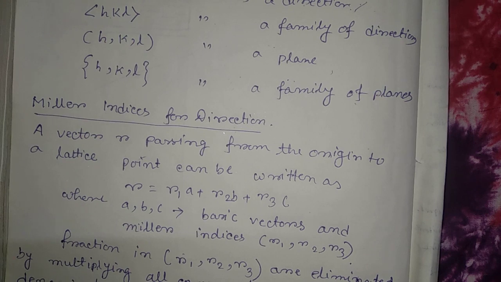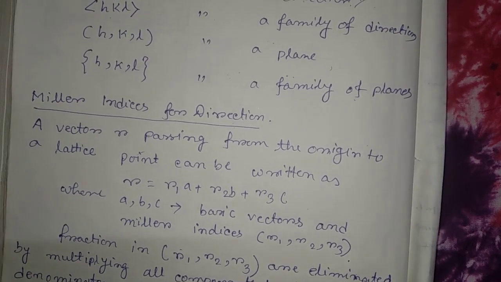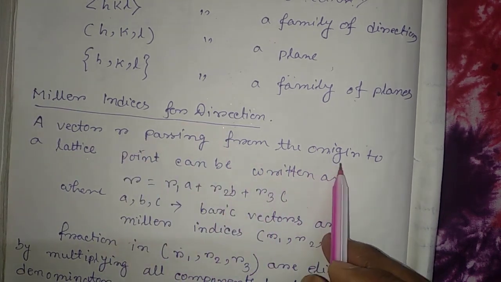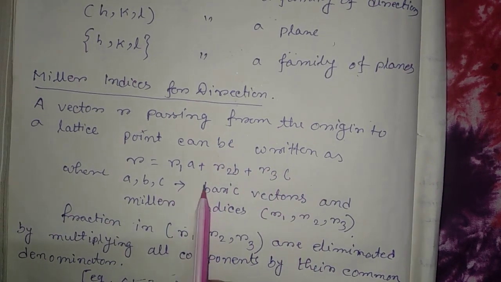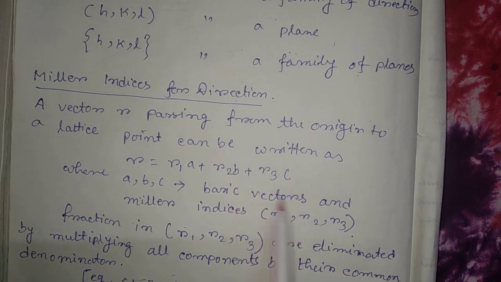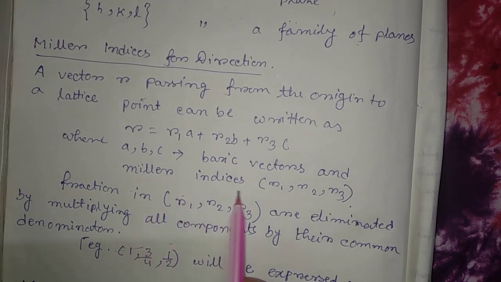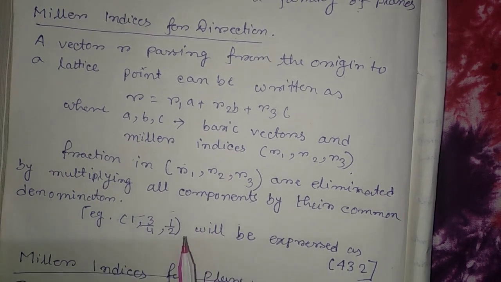Now the Miller indices for direction. Suppose a vector r passing from the origin to a lattice point can be written as r = r1a + r2b + r3c, where a, b, c are the basic vectors, and the Miller indices will be r1, r2, r3. Fractions in r1, r2, r3 are eliminated by multiplying all components by their common denominator.